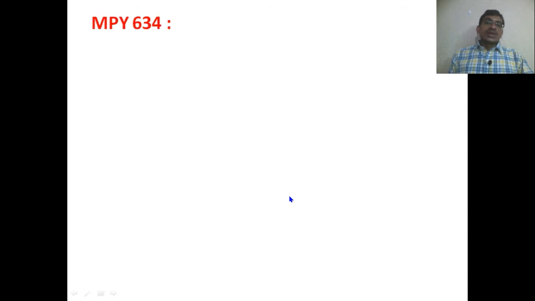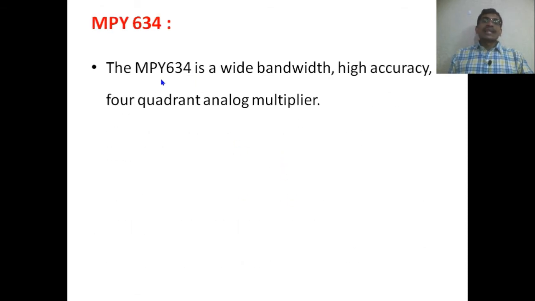Next, we are going to see the MPY634 IC. The MPY634 is a wide bandwidth, high accuracy, 4-quadrant analog multiplier IC, which was designed by Texas Instruments.